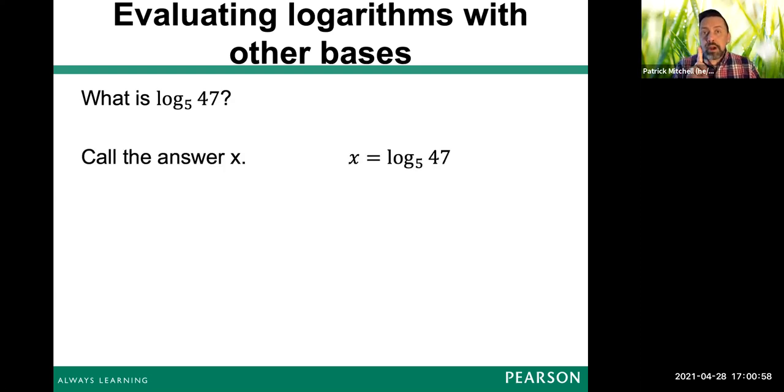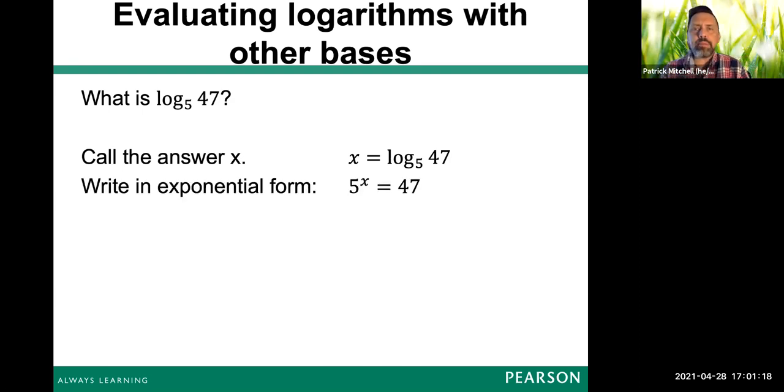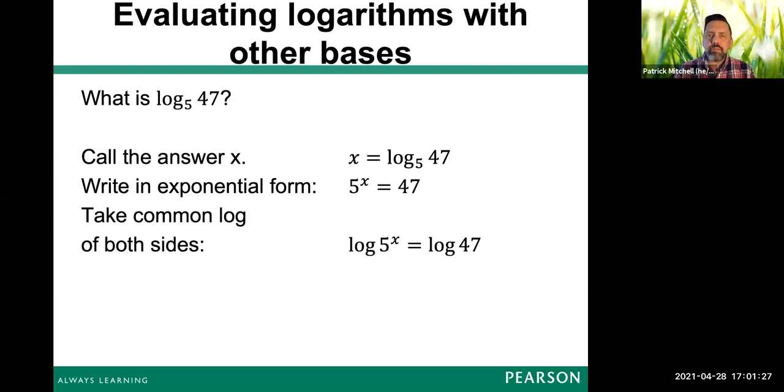So if I was doing this problem for the first time, and I want to make it clear, you're not going to have to do this every time. I'm just showing you where the formula that we're going to use comes from. If I call this mystery number x, x equals log base 5 of 47, and then I write that equation in exponential form, it would say 5 to the power x equals 47. Now I'm going to take common log of both sides, because common log is something I have on my calculator. And that would tell me log of 5 to the x equals log of 47.